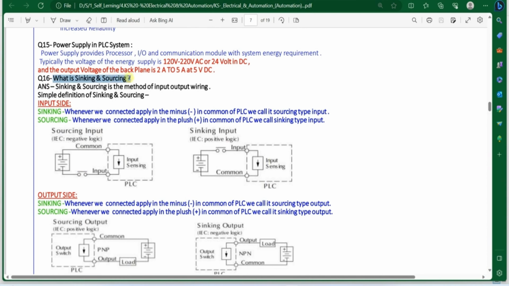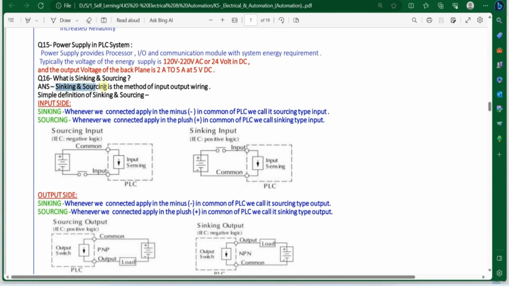So what is syncing sourcing? It is a very important topic. Syncing and sourcing is a method of input-output wiring. Generally in industry we use two types of input-output wiring. First is syncing wiring, second is sourcing wiring.